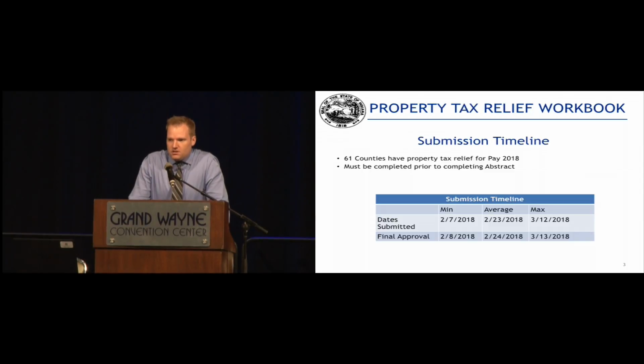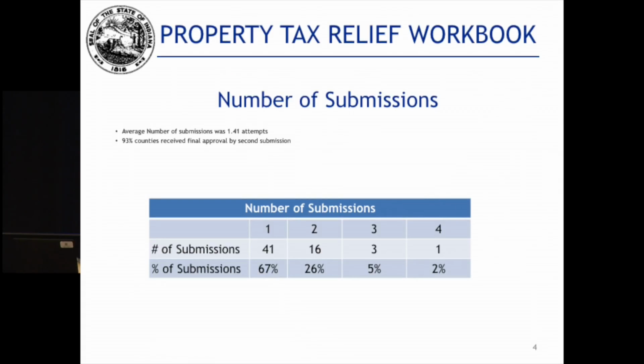The number of submissions, on average, it took each county about 1.41 times to submit. Obviously, you can't submit something 1.4 times, that's just the math. It was 1 to 2 times, which I was very happy with, seeing that 93% of the counties were able to get their property tax relief workbook cleared by their second submission.